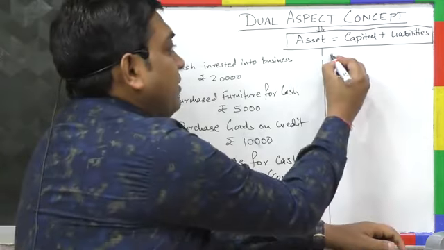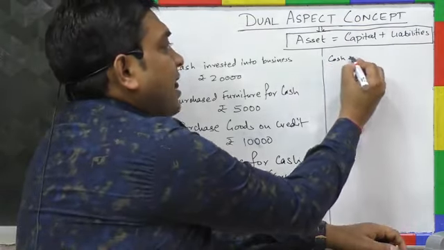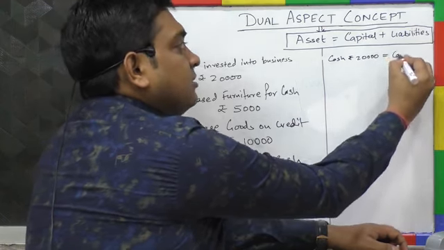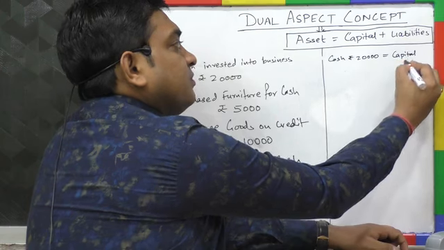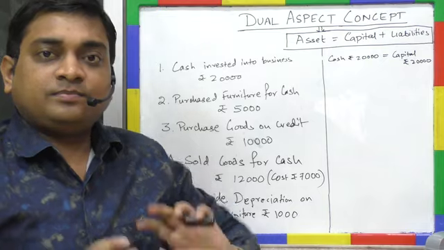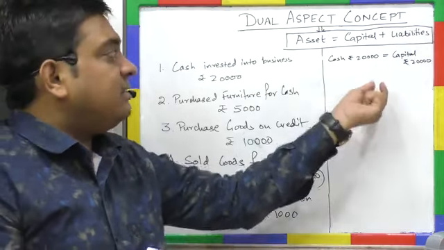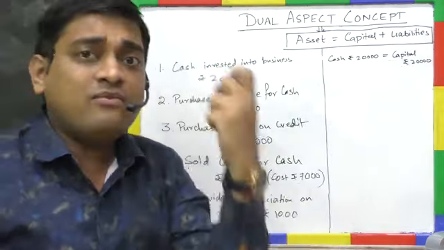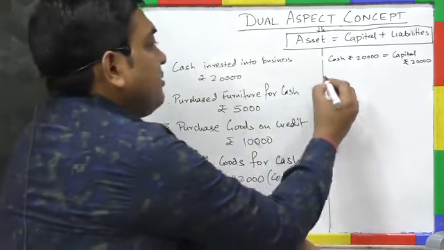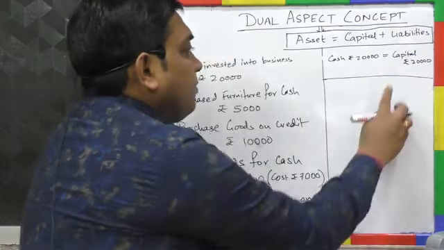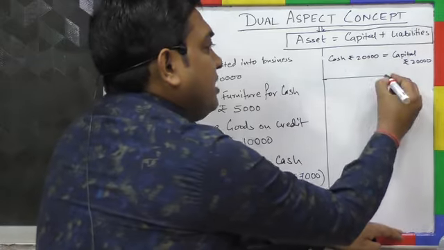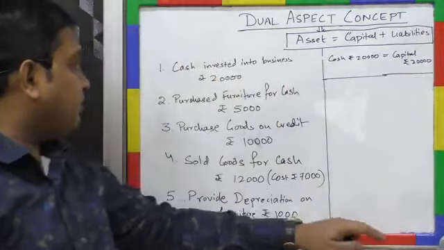So our equation will be cash rupees 20,000, this is the resource, and capital rupees 20,000. Is that fine? For every debit there has to be a corresponding credit. For every resource there has to be a source. So we have developed the first equation. Now whenever we see the next transaction, we will add on to this particular equation, right? We are not going to develop a new equation for that.